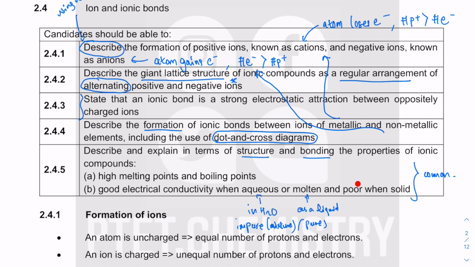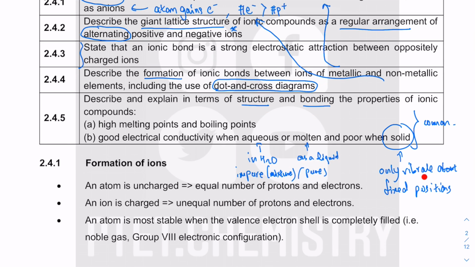But ionic compounds have poor conductivity when solid. Remember that in the solid state, your particles only vibrate about fixed positions. And when you only vibrate about fixed positions, your ions are not free to move around. If your ions are not free to move around, therefore we say no mobile ions.